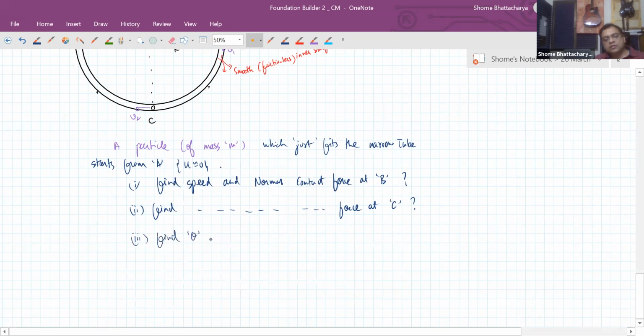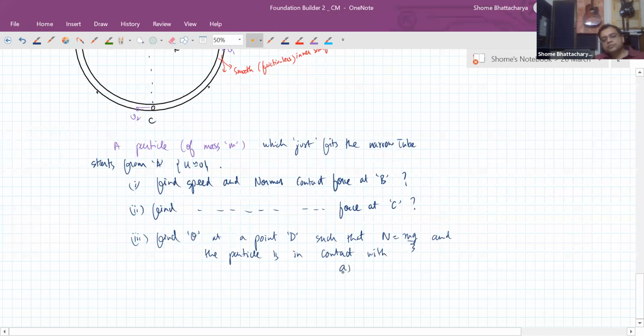Okay. Now next we'll also find theta at a point D such that the normal reaction is 1/3 the weight. Okay. And find whether the particle is in contact with the inner surface, or B, the outer surface.